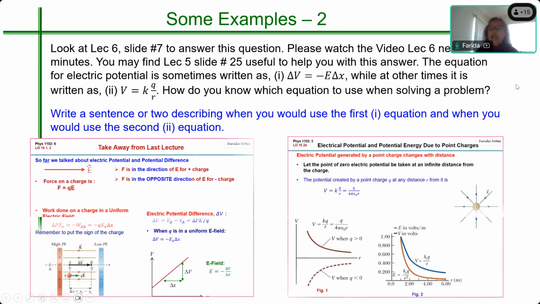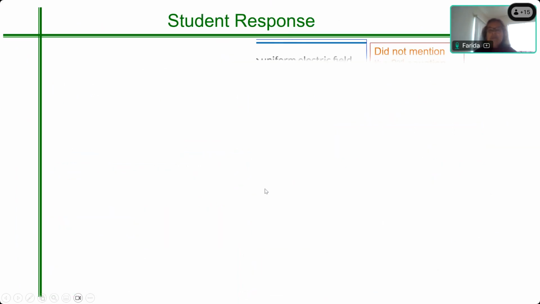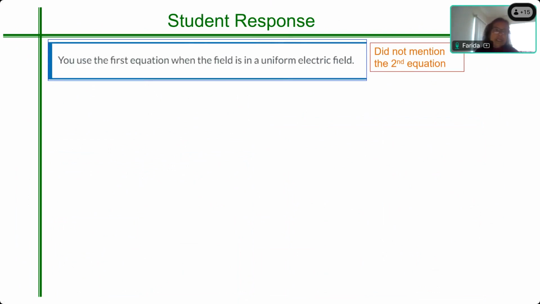So these are the 2 slides that I mentioned. Video lecture 6, slide number 7, and then lecture 5, slide number 25. This one is about uniform electric field. That's when they're using this equation. And when your potential is generated by a point charge, then that would be the equation. So I want them to be aware of these things rather than just being completely random. I don't want to say that doesn't happen, but at least most of the students will think about it.